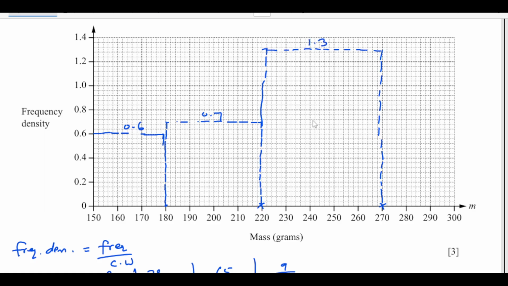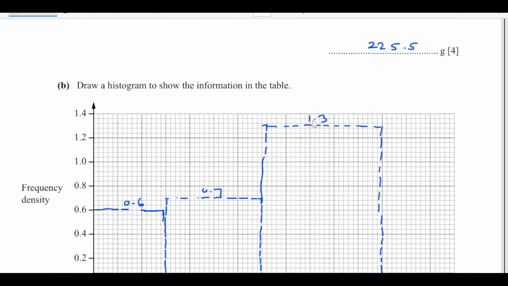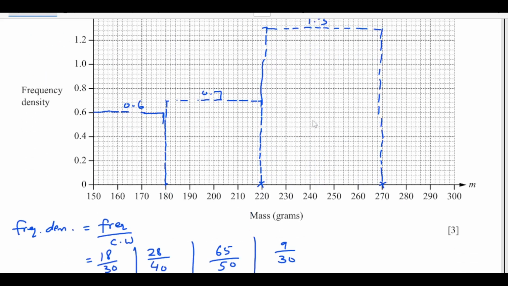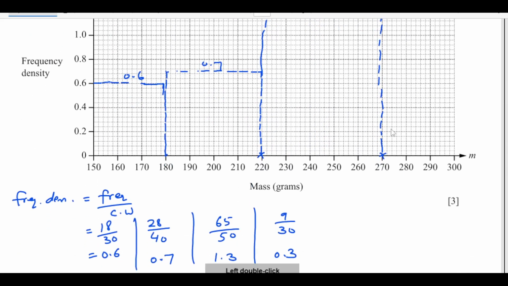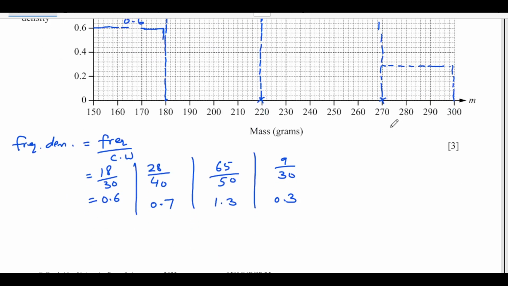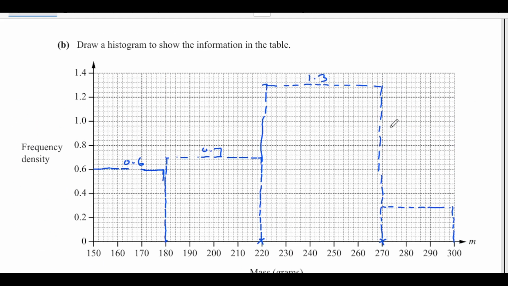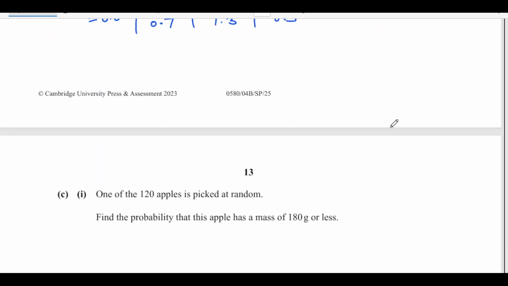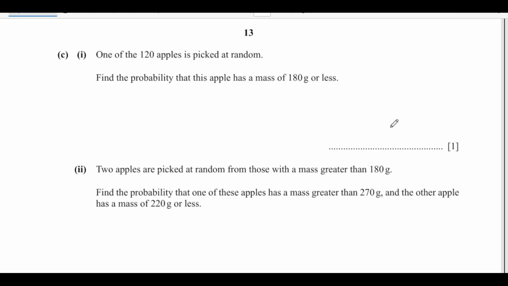Lastly we have 0.3. 0.3 is for 270 to 300. It is 0.3. 0.3 is in the middle of 0.2 and 0.4, right? So that's how you will complete this frequency and the histogram by using frequency density, right? I hope you guys are getting everything.